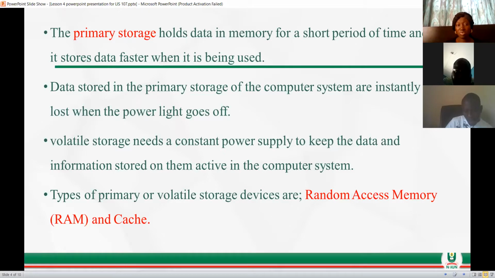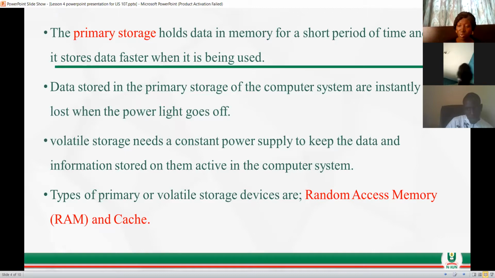And a lot of times, this primary storage is in the computer. The memory in which it is being stored is embedded in the computer system. And the two types of primary storage we have are the random access memory and the cache.